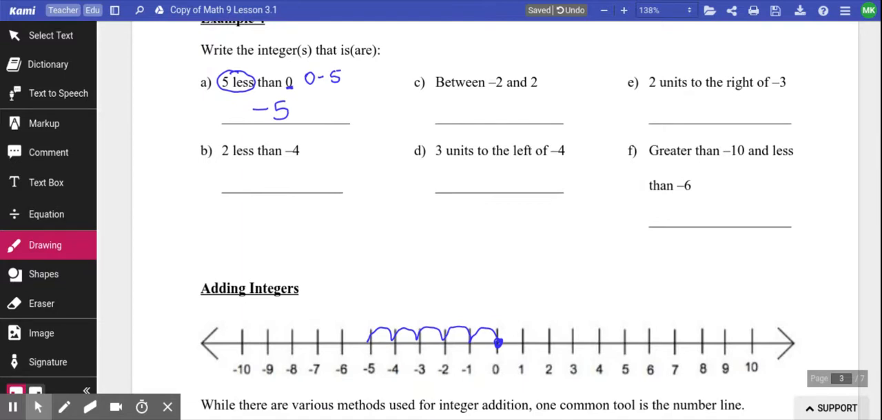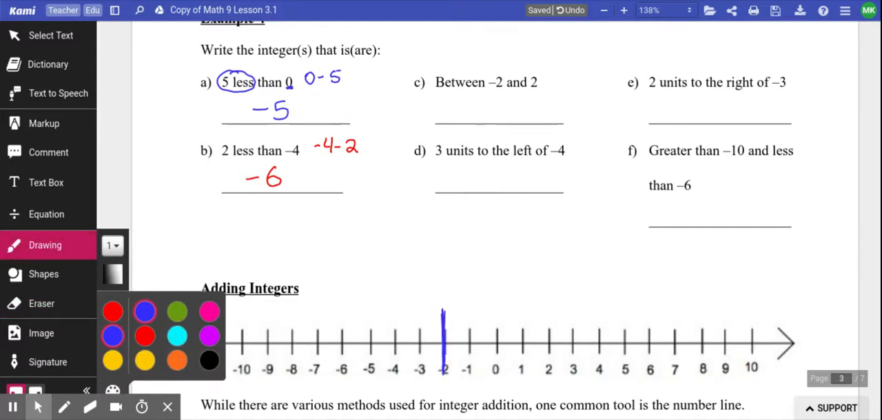If you look at B, it's talking about 2 less than negative 4. So if you started at negative 4, and you want to go less, that means you're going to the left. So 2 less would be negative 6. Again, mathematically, we could say that's negative 4 minus 2. Right? 2 less than something. If you look at C, we have between -2 and 2. If we're looking at our number line, -2 is here, +2 is here. Numbers in between would be -1, 0, and 1.